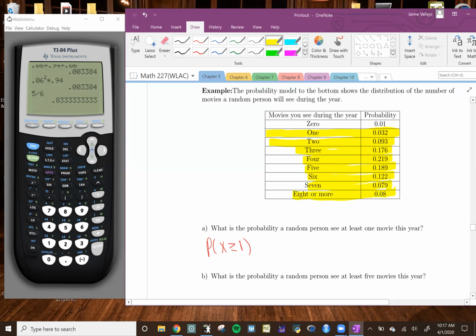Cool. So everything highlighted in yellow, pretty much I want to add those up. But what you want to do in this case scenario, you want to use the complement rule. So the complement rule for at least one says that you want to get 1 minus the probability that x is equal to 0. Because if you look at it, which is the only row that I didn't highlight? Well, the only row I didn't highlight was 0.